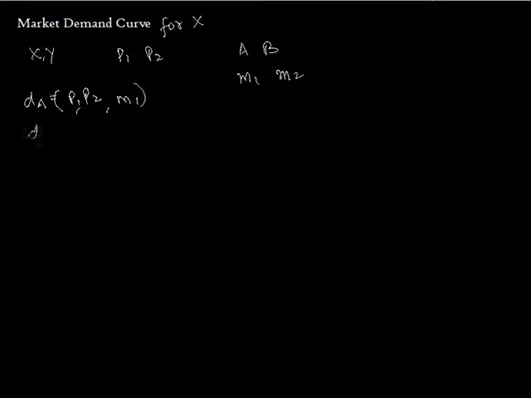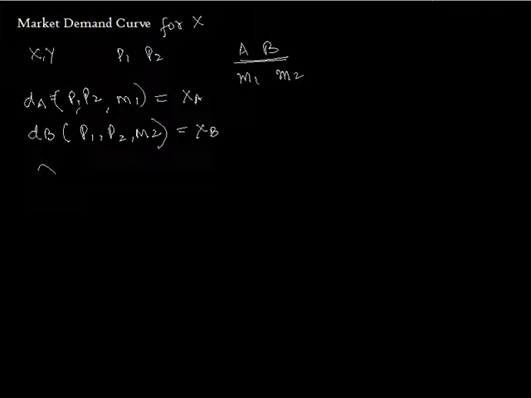Demand curve for B would also be a function of P1, P2, and his income. Of course, when I say demand curve, I mean demand curve for X, that is X which is going to be demanded by A and X which is going to be demanded by B. So if there are two persons in the economy, and I know the demand for the commodity by one individual and the demand for that particular commodity by another individual, I can find out what is the total demand in the economy.